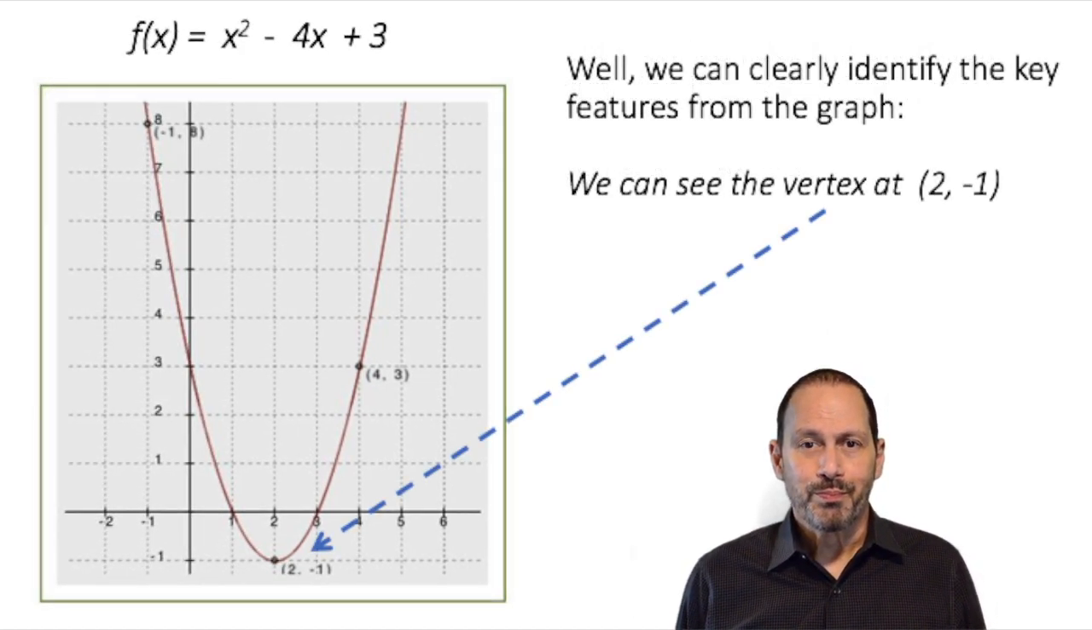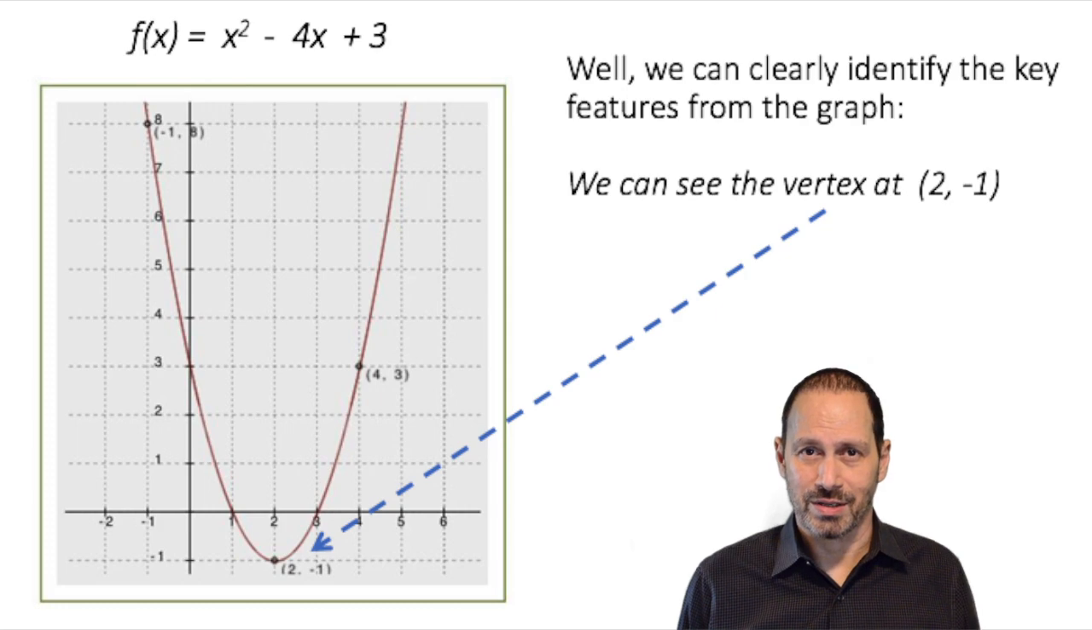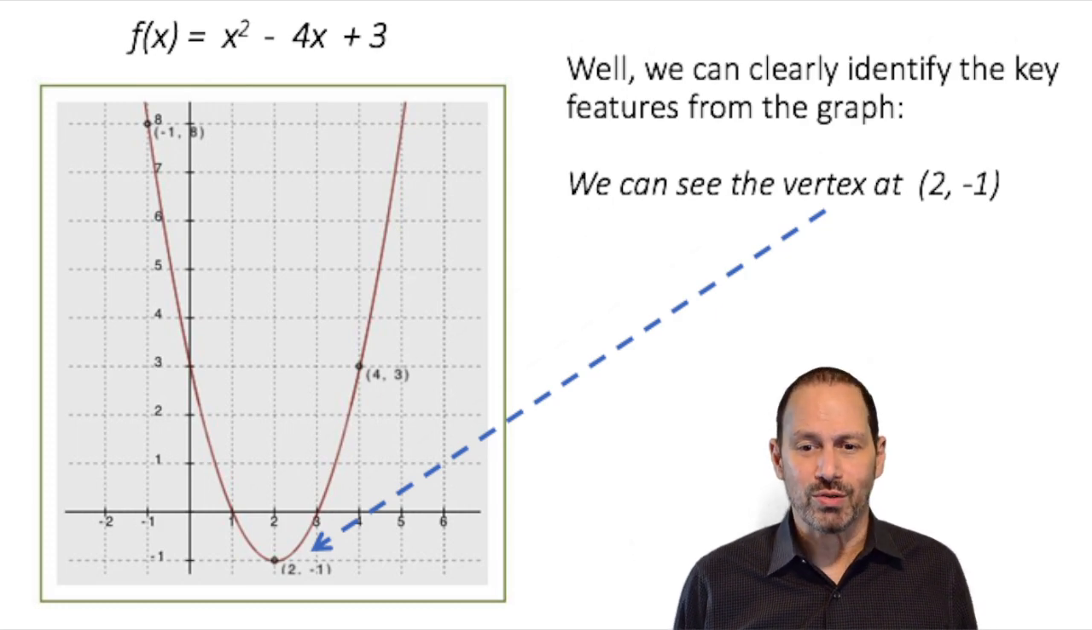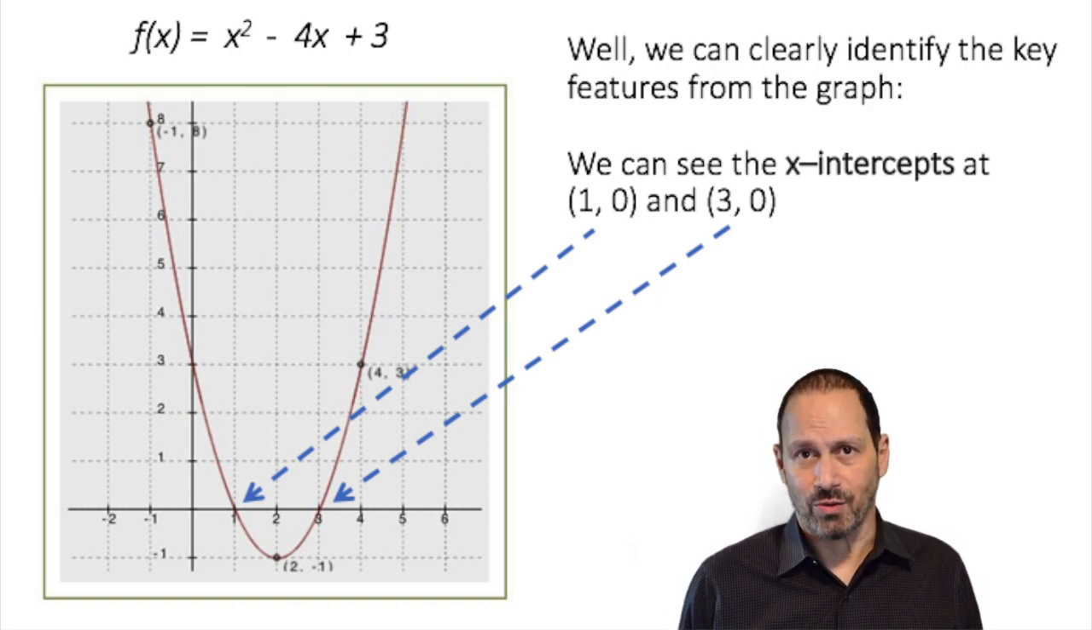Well, from the graph, we can clearly see the vertex. We see the vertex at (2, -1). Those are the coordinates of the vertex. We can also see the x-intercepts at (1, 0) and (3, 0).